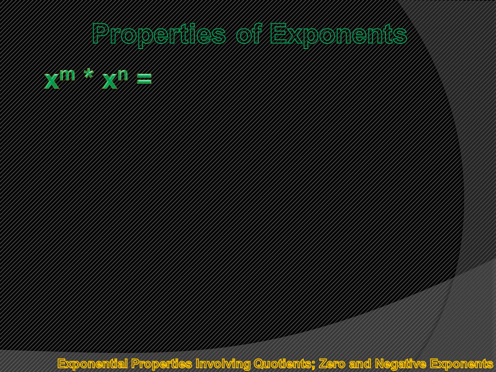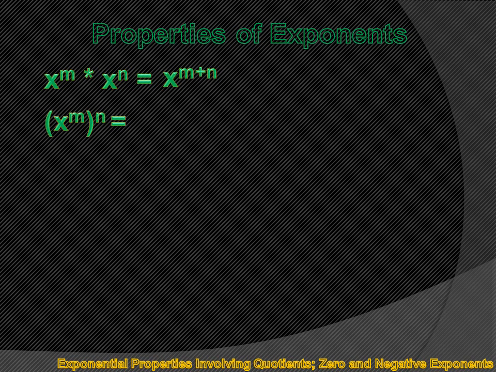Let's start with this one. If I have a variable x taken to the m power, and I multiply it by a variable x taken to the n power, what's my answer going to be? Well, it's going to be the sum of those powers. My answer is going to be x to the m plus n power.